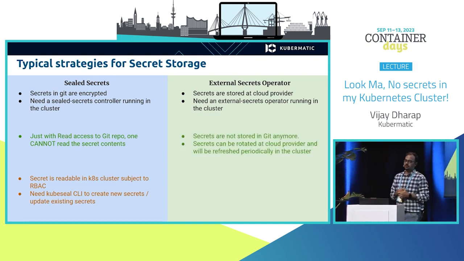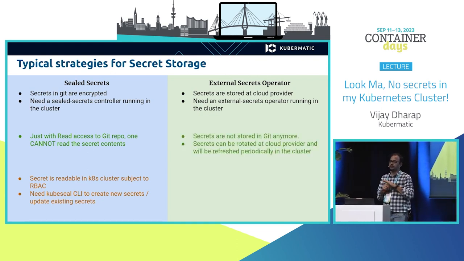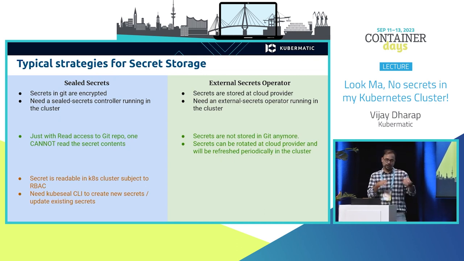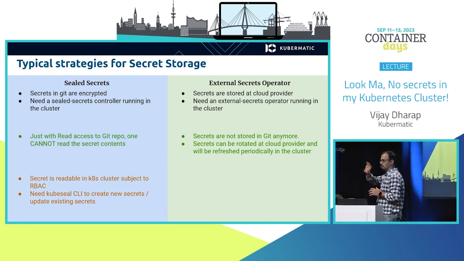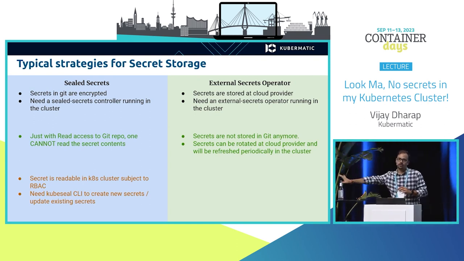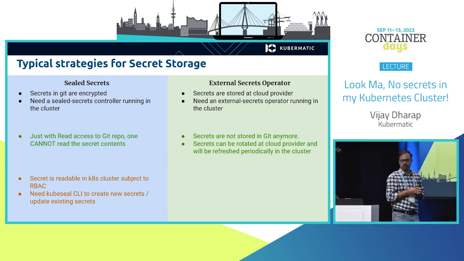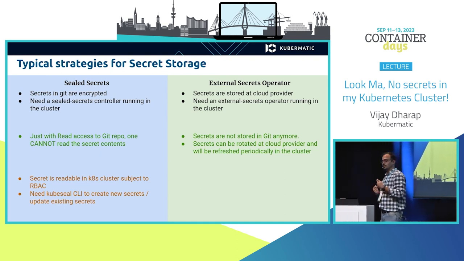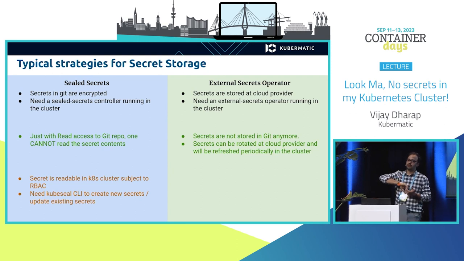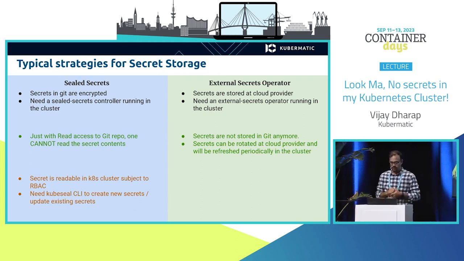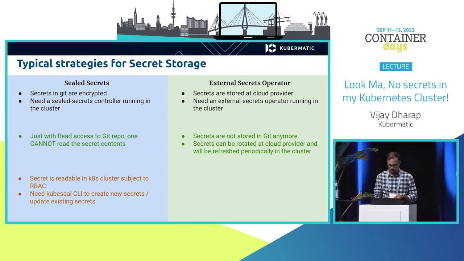So what are the benefits? Secrets are not stored in Git anymore, so anybody can have access to Git, and they will not know the secrets. Secrets are safely stored outside in the cloud providers. Another good part is you can change the secret directly at the cloud provider, and it gets synced and rotated in the cluster. That's a pretty decent thing that I liked about External Secrets Operator.